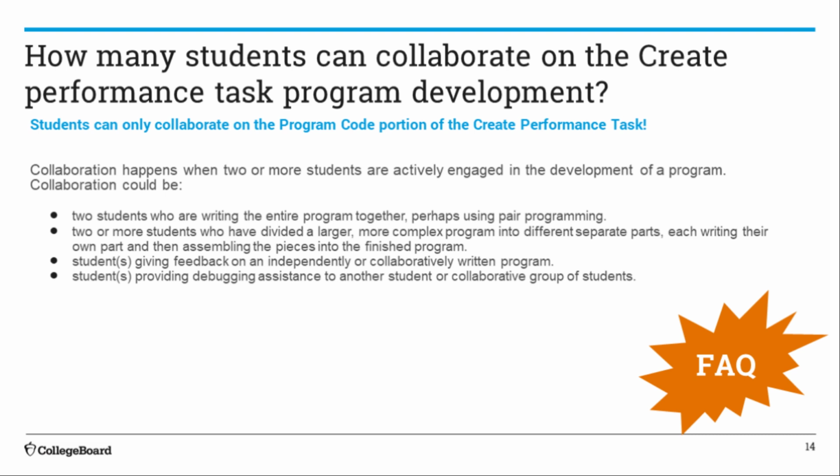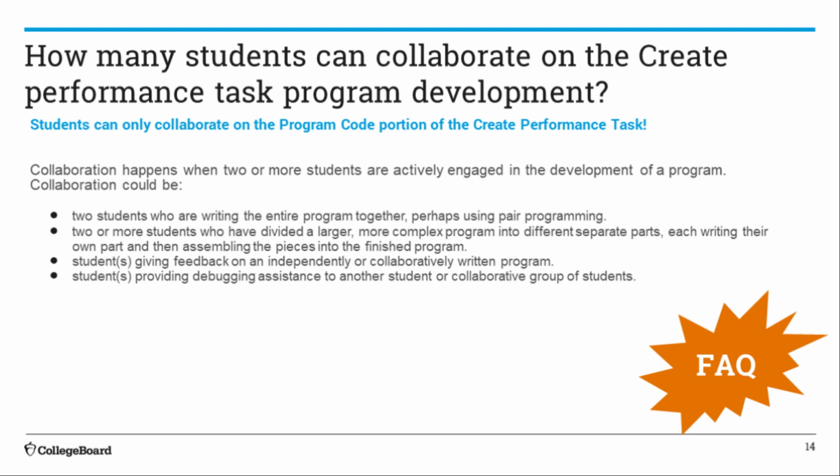Some ways, and these are just some ways that it could happen, and this is not an exhaustive list by any stretch, but it could be 2 students who are doing the whole program together, and they're using pair programming to do that. When they submit, their programs are going to be identical, and that is totally okay because they were developed in collaboration. It could be two or more students that decided that they wanted to divide a larger, more complex program up into separate pieces, and they work on their separate pieces and then they put those together. So that's another way that you could look at it.